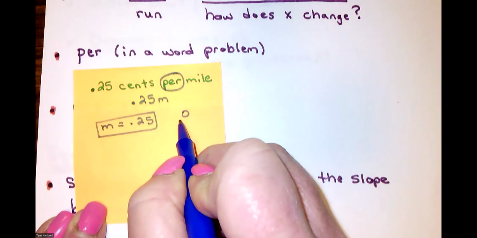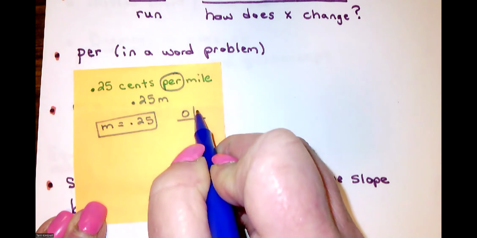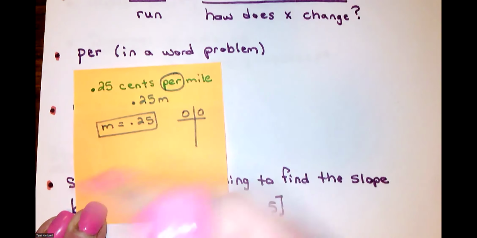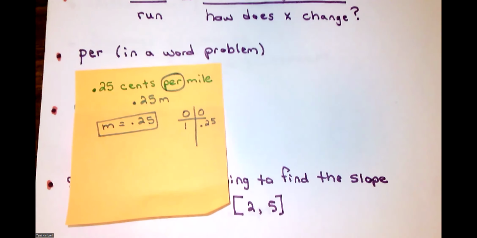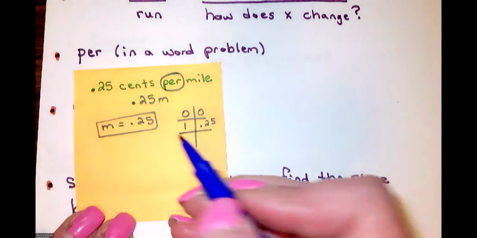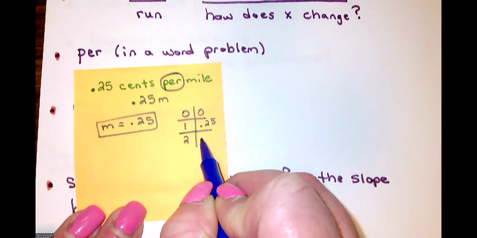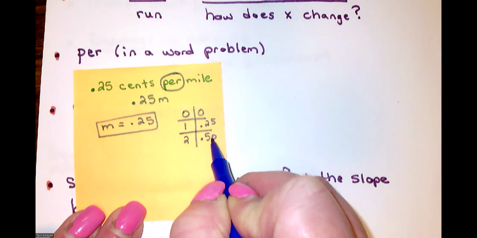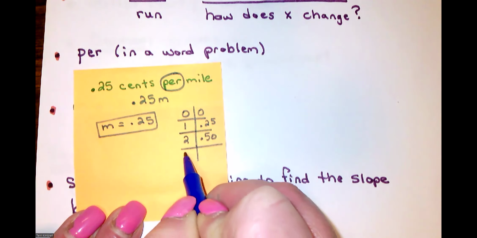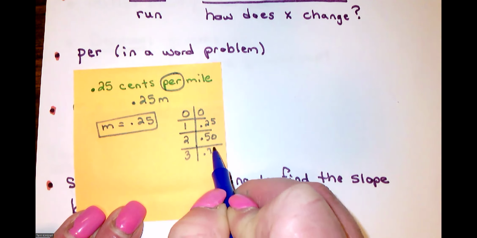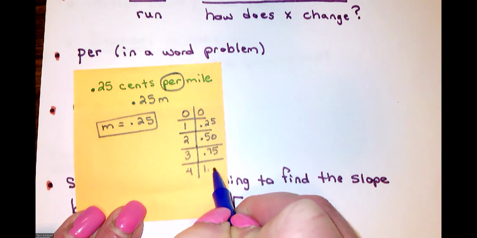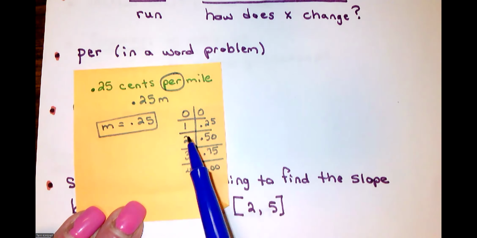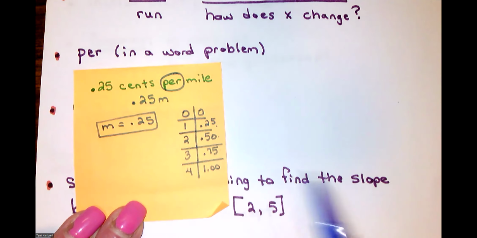So we're going to say when you first start, you went 0 miles. So you owe nothing. After mile 1, you're going to owe 25 cents. After 2 miles, you're going to owe 50 cents. 3 miles would be 75 cents. And 4 miles would be $1. So notice how it is changing 25 cents every mile. So that would be your slope.